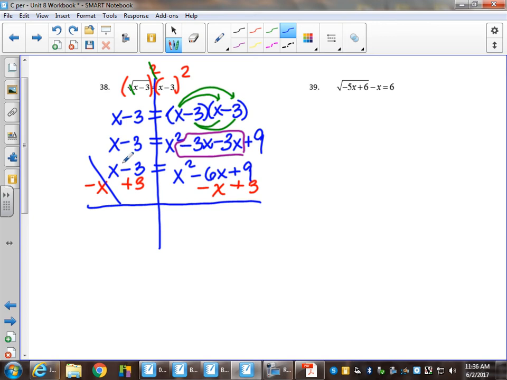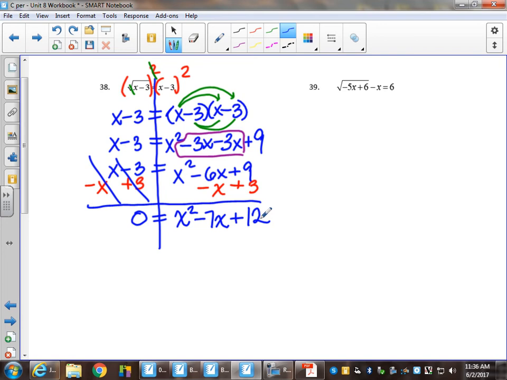X minus x is 0. Negative 3 plus 3 is 0. So the entire left side is now 0. What do I have on the right side? Minus 7x. Very nice. Not yet. What do we do now? We're still trying to solve. Starts with an F. What are we going to do?